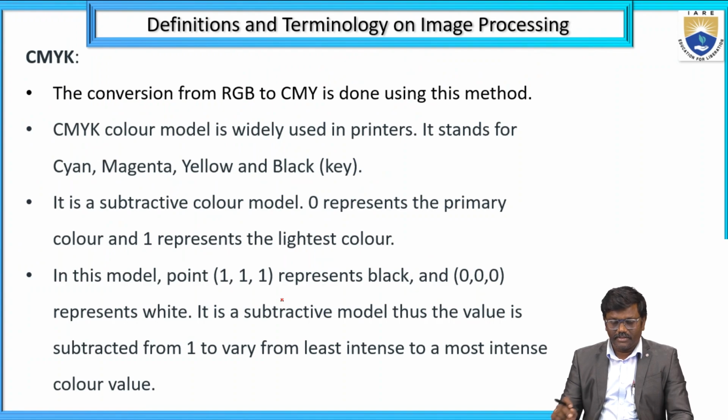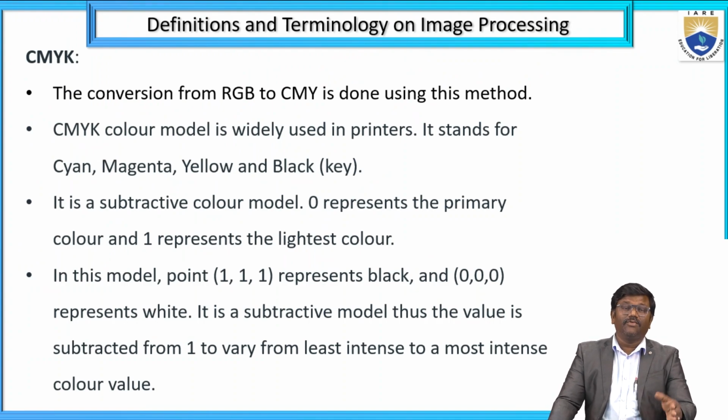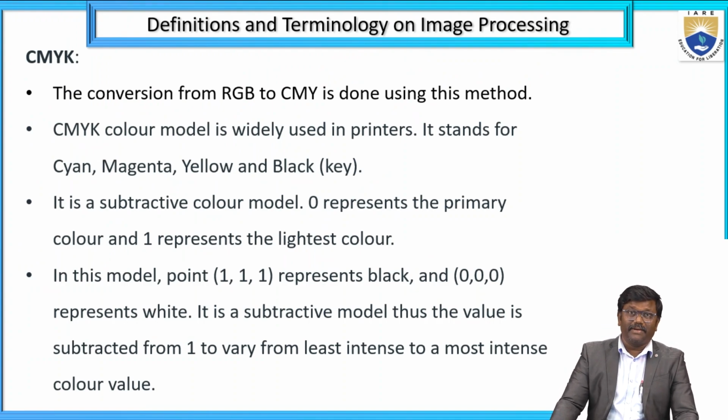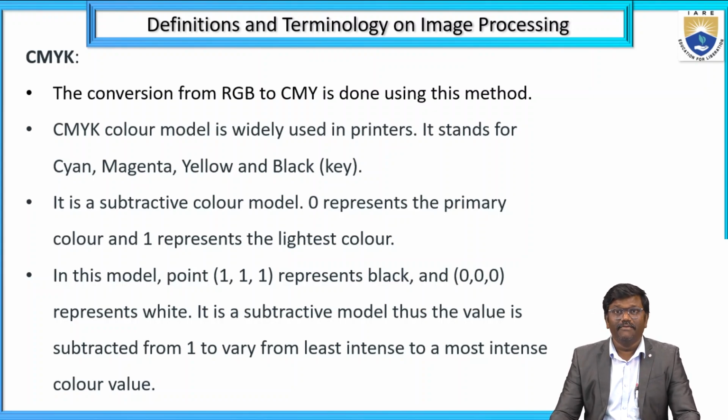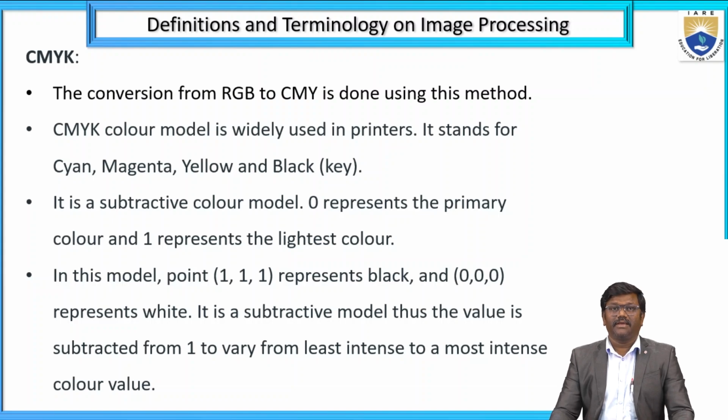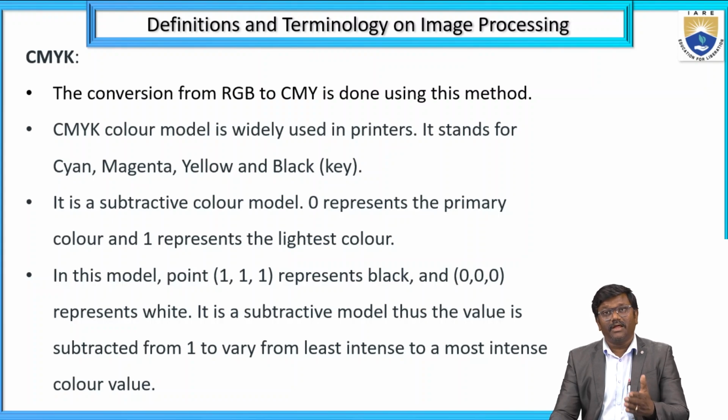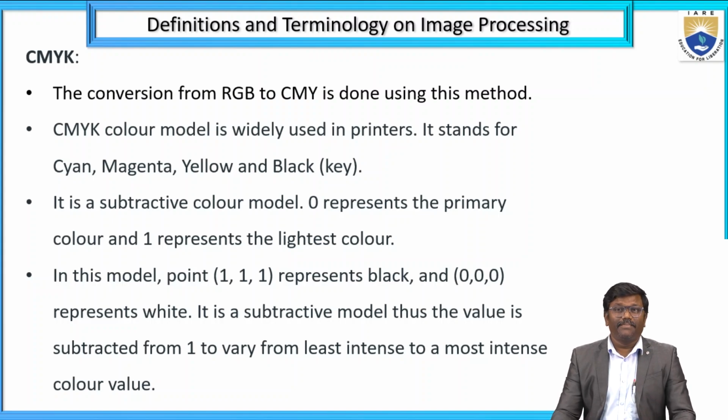Coming to the CMYK, just now we discussed C means cyan, M means magenta, Y means yellow, and K is the factor we call the black key. K means key. So the conversion from RGB to CMY is done using this method. Simply we call it the CMYK color model. It is widely used in printers, which we use in our day-to-day life for taking printouts. It stands for cyan, magenta, yellow and black, which is nothing but the key factor.